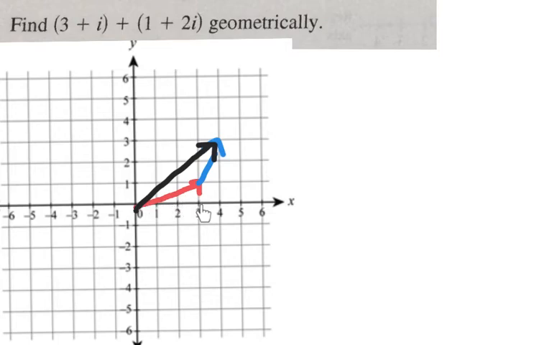Look here. What's my final vector? It has a real part of 4 and an imaginary part of 3. So this would be 4, 3.